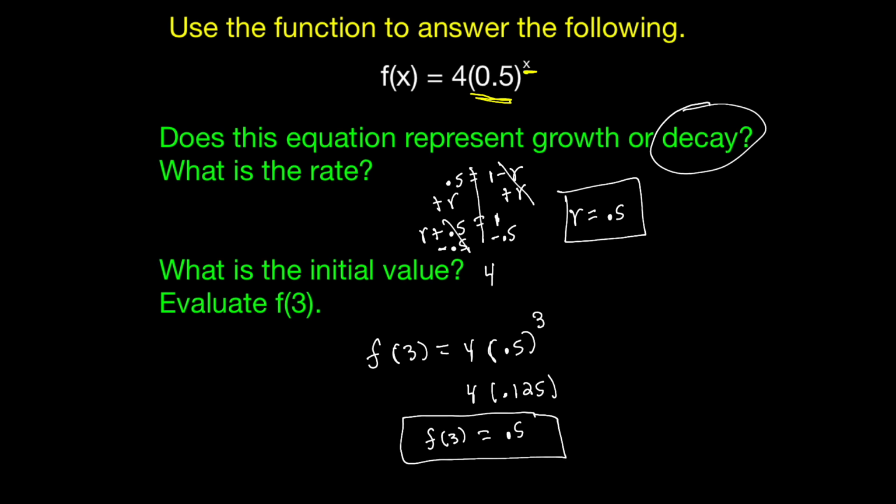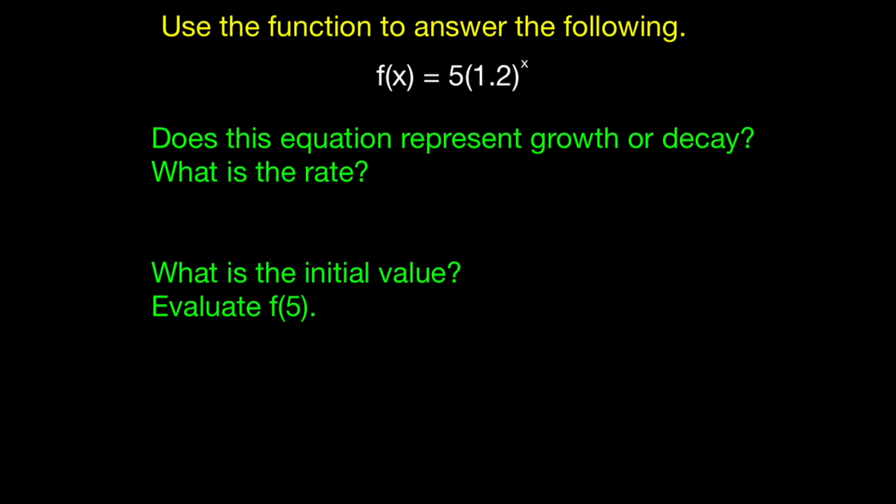Let's look at another problem that's very similar. This time we have the function f of x equal to 5 multiplied with quantity 1.2 to the x power. Does this equation represent growth or decay? Well, I know that my leading coefficient is positive, and on top of that, my base, it's bigger than 1. So if I keep on multiplying 1.2 by itself over and over and over again, the more that I do it, the more that this is going to grow. So I can immediately deduce that this function represents growth. So this is going to be exponential growth.